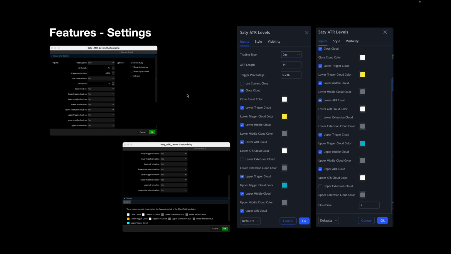And that's only for day mode. The rest of the features are pretty straightforward. You can adjust the ATR length. This is using a Wilder's average, so I did not make that configurable. But if that's something that you guys want configurable, I can always change. So the typical ATR length is 14. I just keep that as the default, and the trigger percentage is the 23.6 fib level that we talked about.